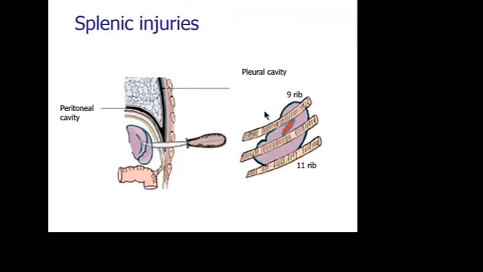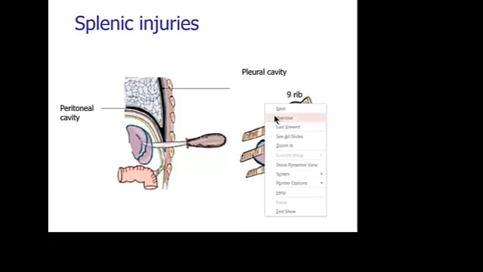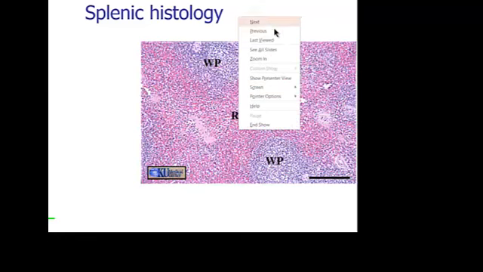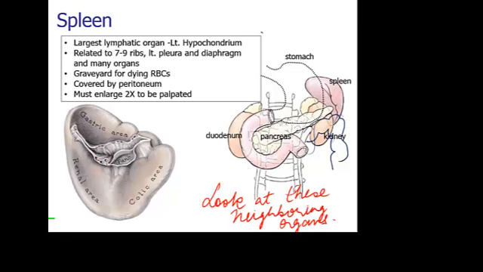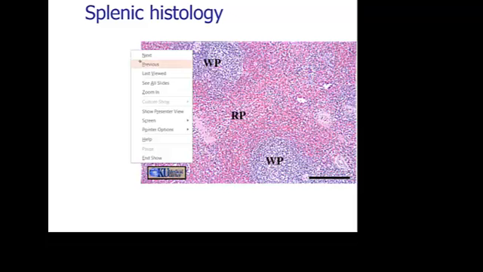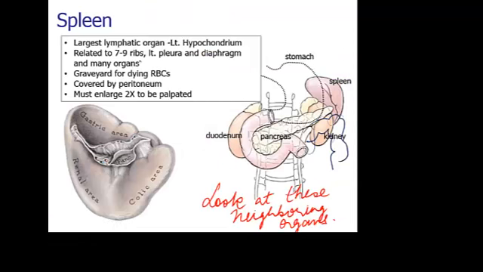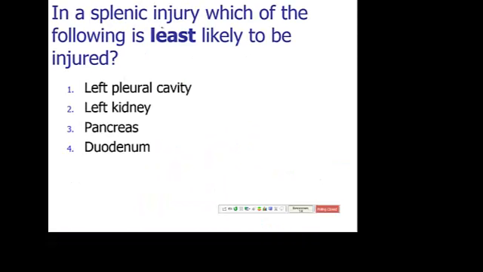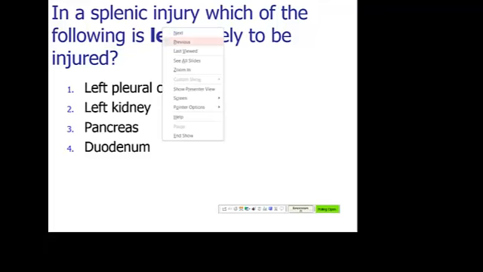Here's an image, although the spleen is related to the 9th to the 11th rib. I think the slide before said 7th to the 9th. Just make a correction. I knew I was saying it wrong. It is the 9th to the 11th ribs, not 7th to 9th. So just make a correction there. Ninth to the 11th ribs. Okay, don't answer this one.